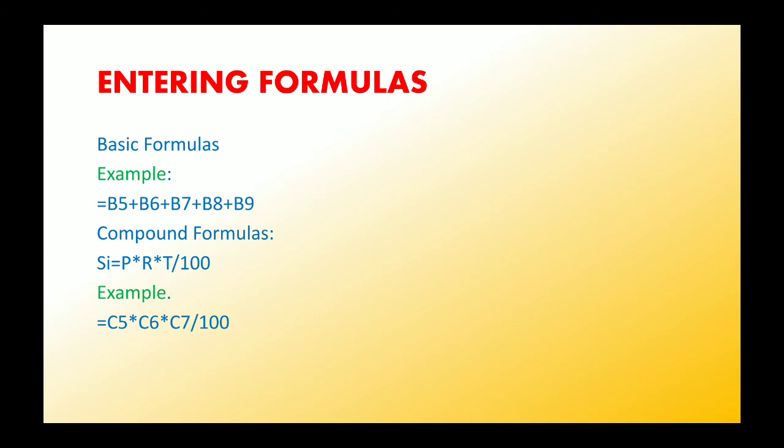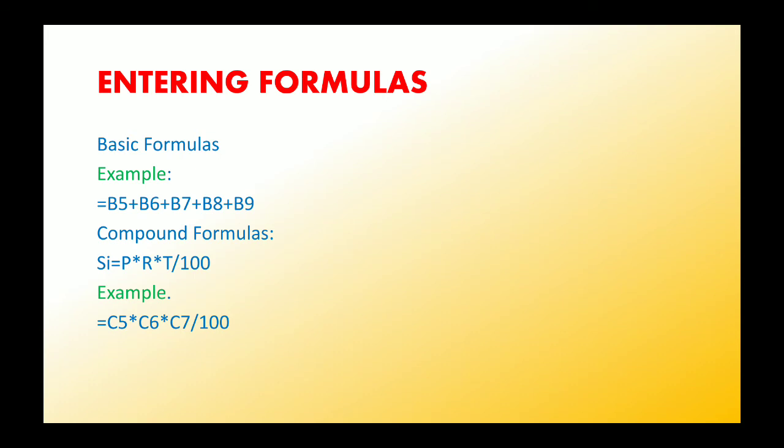So what to do? We can type the principal amount P in any cell. We can type the rate of interest, and similarly we can type the time period in any specific cell. Then to use this formula or calculate simple interest in Excel, we have to use the cell references where this data has been stored.